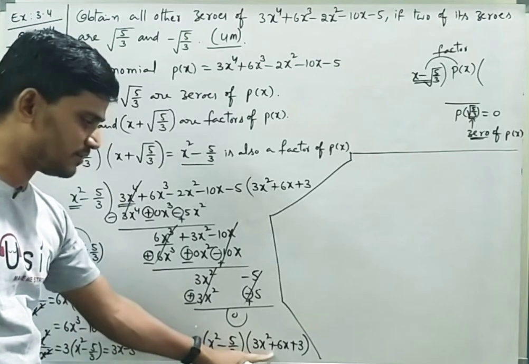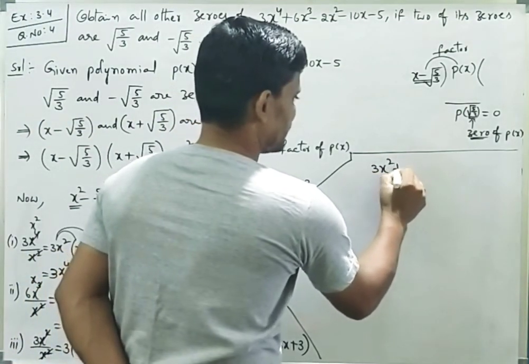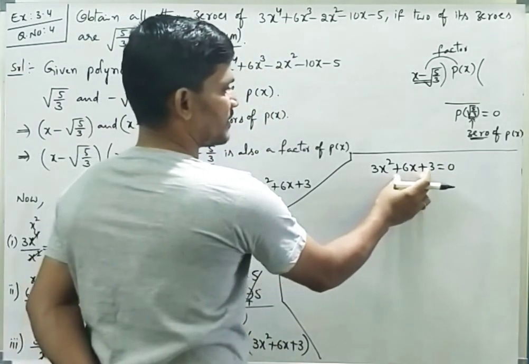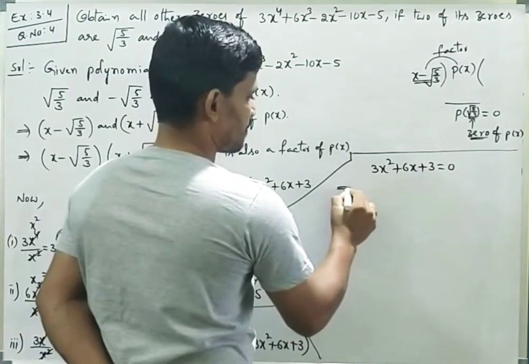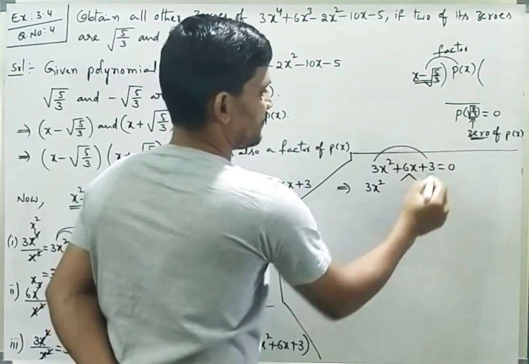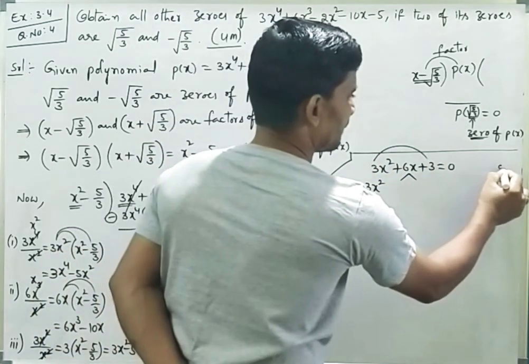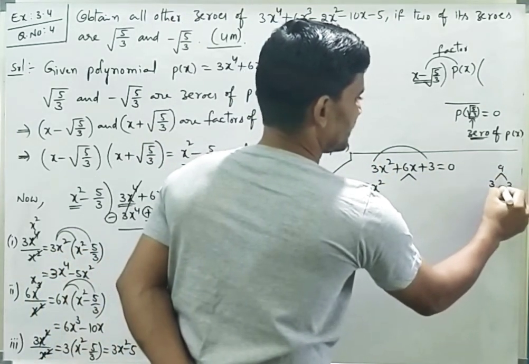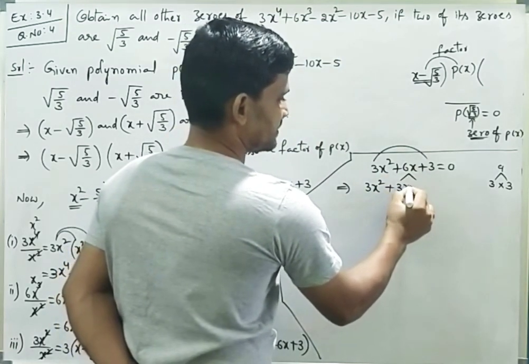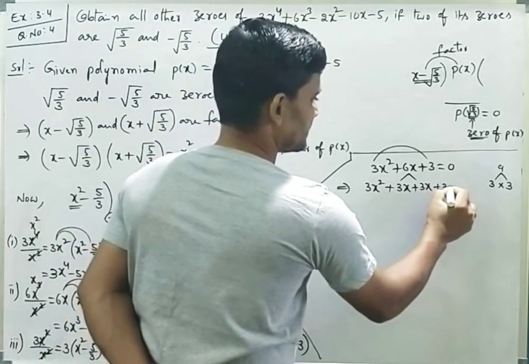Let us solve for the zeros of this polynomial. That is 3x square plus 6x plus 3 is equal to 0. So to get the zeros, you have to equate the polynomial with 0. Then 3x square, you have to split this term by the factors of x square, coefficient and constant. 3 3s are 9, plus 3 makes plus 6. So 6x can be divided as 3x plus 3x plus 3 is equal to 0.